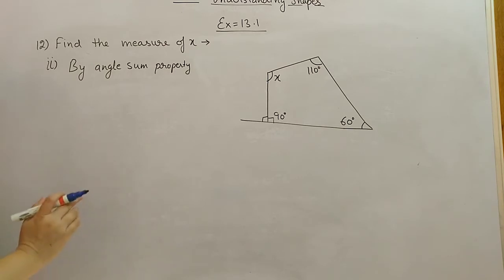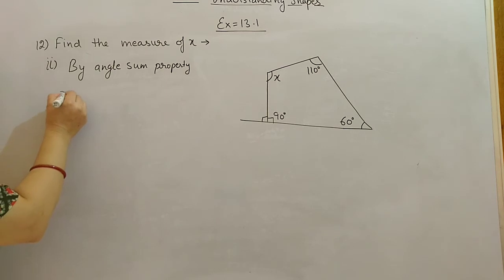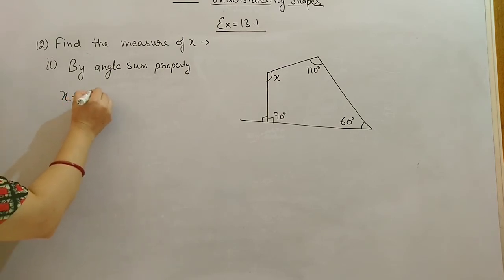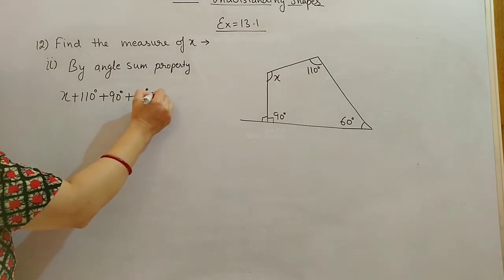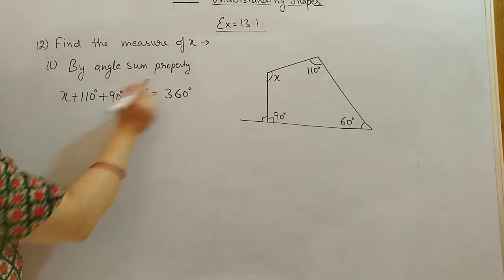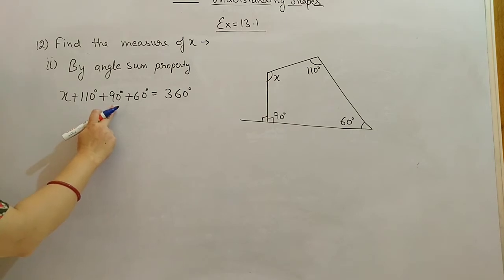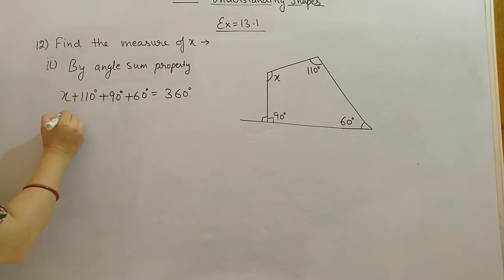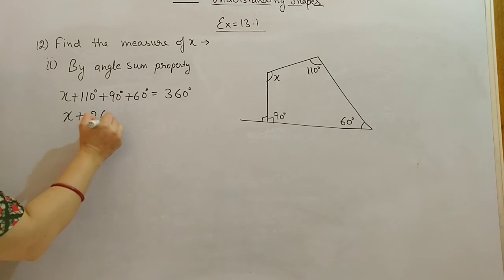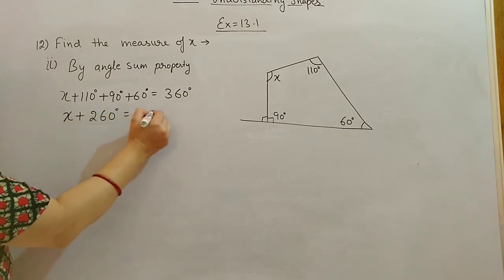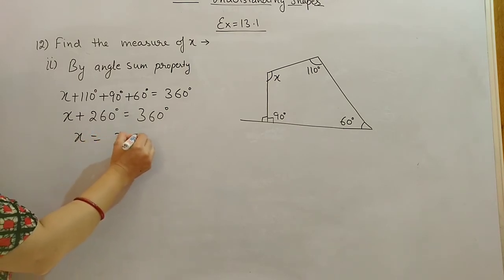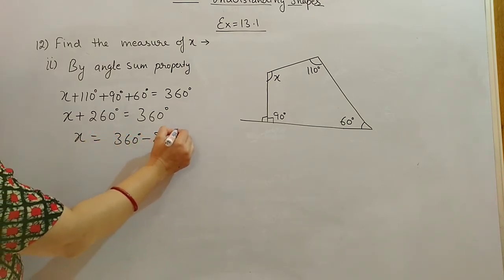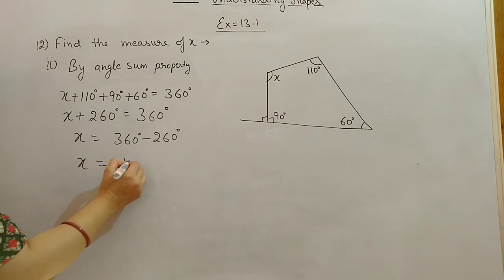The sum of all four interior angles will be equal to 360 degrees. So x plus 110 plus 90 plus 60 is equal to 360 degrees. 110 plus 90 is 200, 200 plus 60 is 260. x plus 260 is equal to 360 degrees. So the x value will be 360 degrees minus 260, equal to 100 degrees.